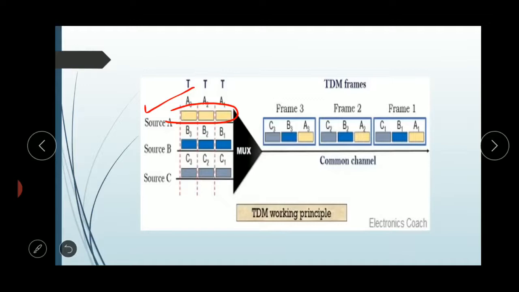So the time slot is fixed for each source, and as per that time slot the signal is divided into multiple segments. By taking one segment from each source, the multiplexer forms one frame. So here three frames are formed, as three sources are present and each source has three segments.